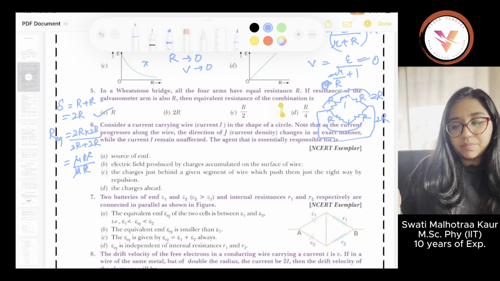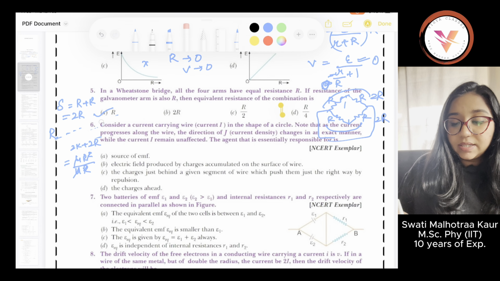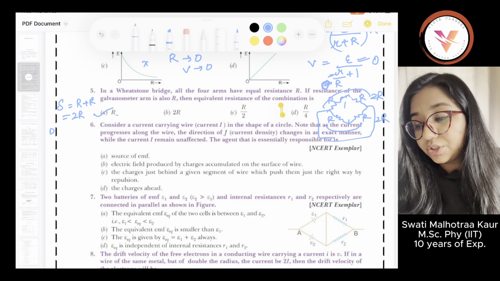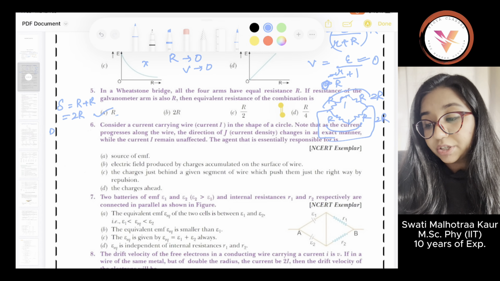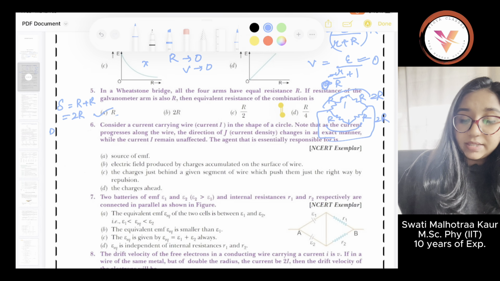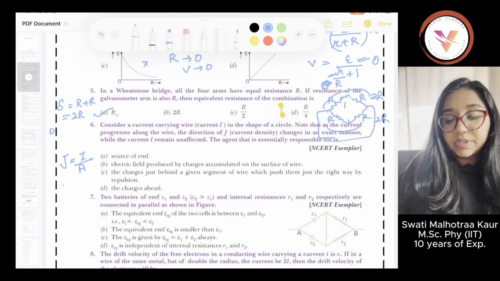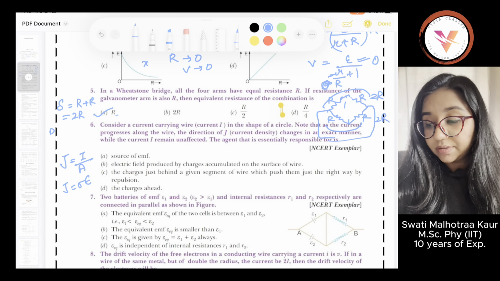R1 R2 upon R1 plus R2, this formula. Okay, the next is: consider a current carrying wire in the shape of a circle. Note that as the current progresses along the wire, the direction of J changes in the exact manner while the current I remains unaffected. So the current density is equal to I by area, current per unit area, and J also has a formula of sigma E. It has two formulas. So what factors are responsible for that?